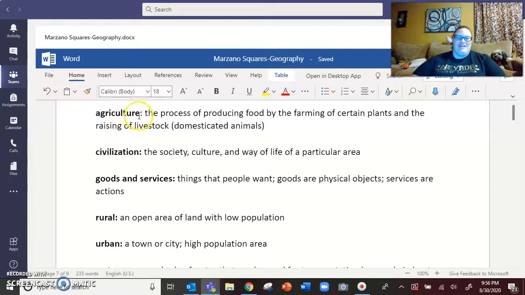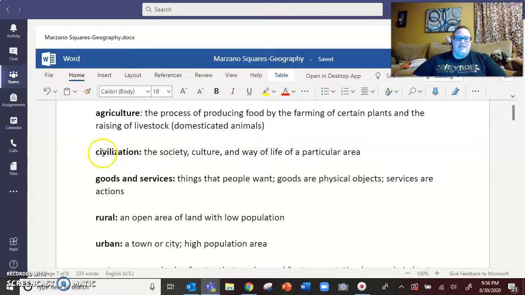So, agriculture is the process of producing food by the farming of certain plants and the raising of livestock, which are domesticated animals. So, things like farming of corn and wheat and sugar is agriculture, and raising cows and goats and pigs and sheep. All of that is agriculture. So, essentially, how we get most of our food is through agriculture.